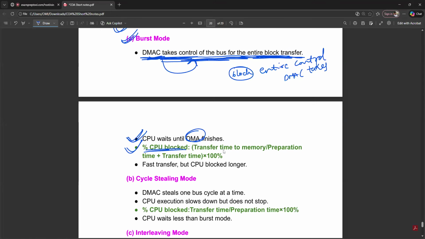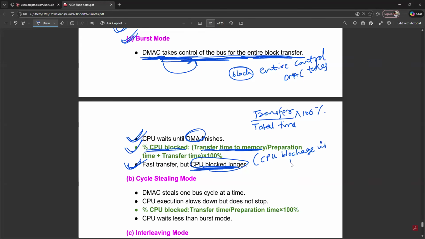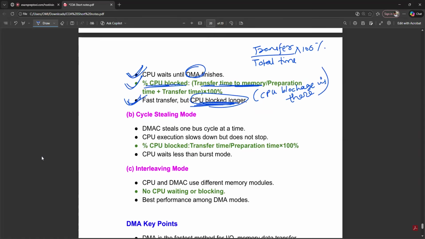Okay, so now what is the percentage of time the CPU is blocked? It is transfer time divided by preparation time plus transfer time, so it's like transfer time divided by total time. Okay, so the transfer is fast here, but the CPU has to be blocked for a longer time, right? The CPU blockage is there.